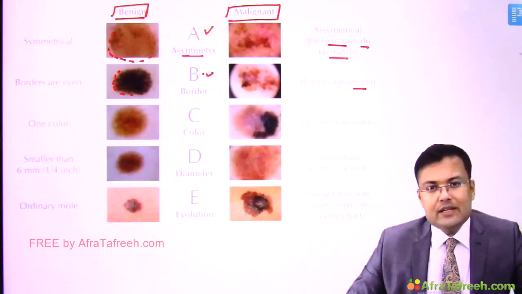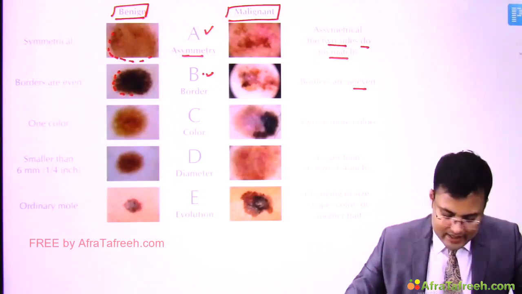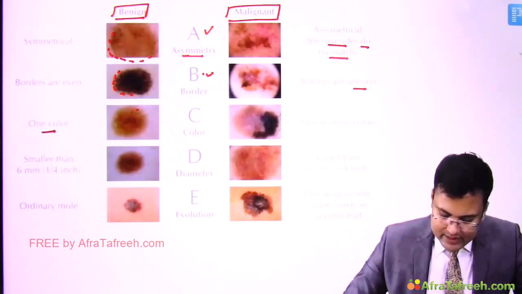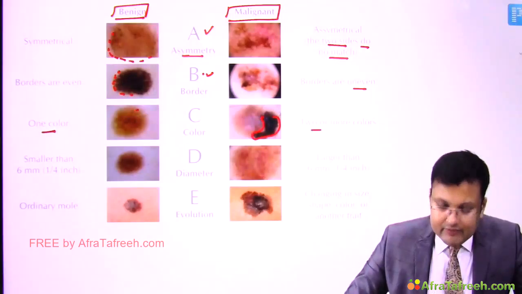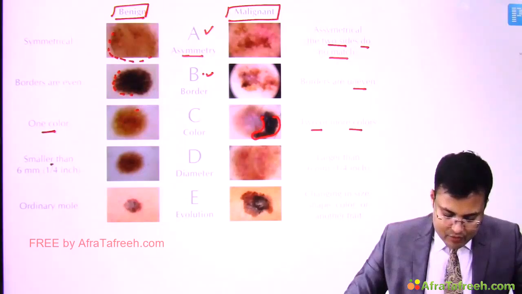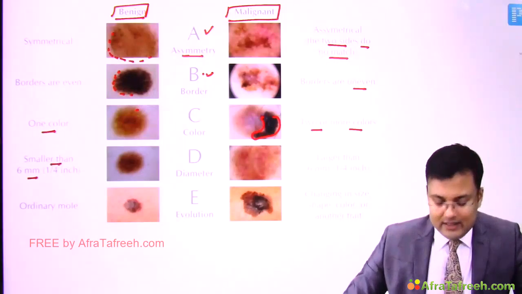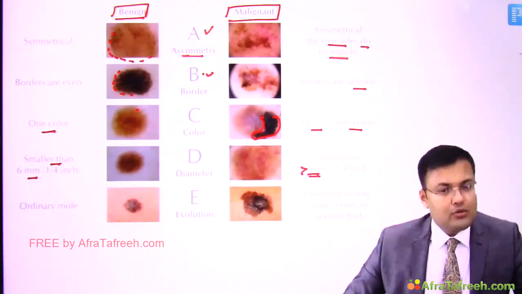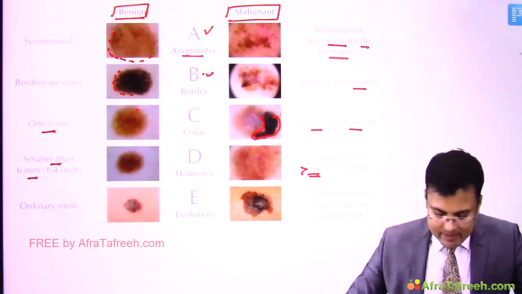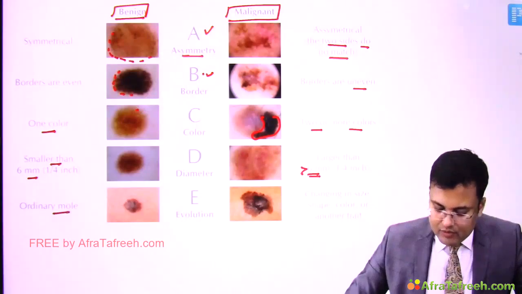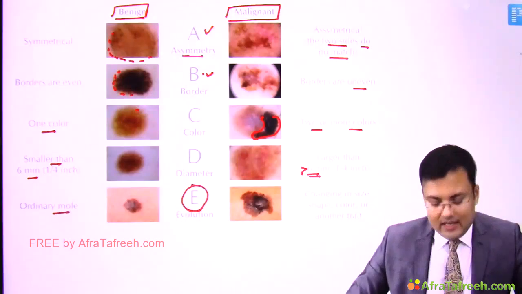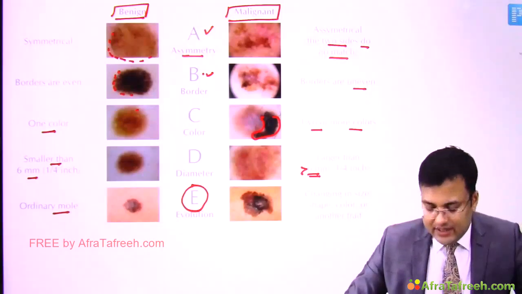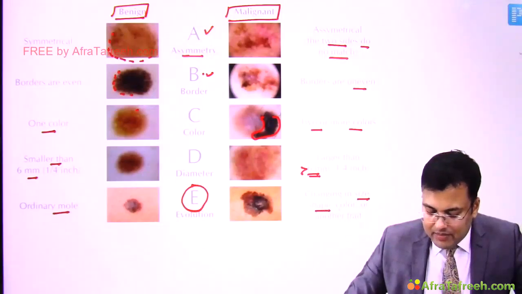So there is asymmetry, border irregularity. Can you see one color, and here can you see the color? There is color variation. D: smaller than 6 mm, and here it is larger than 6 mm. So the change in diameter is more than 6 mm. And see, this is an ordinary mole, and here there is E, evolution of what? Change in size, shape or color.